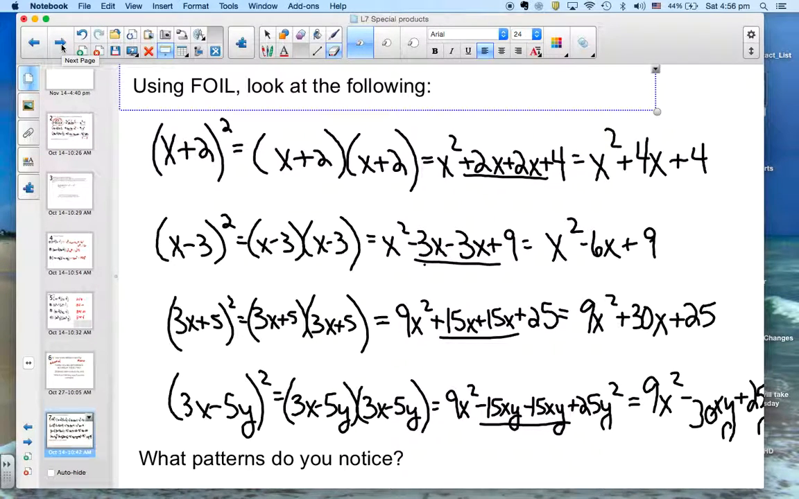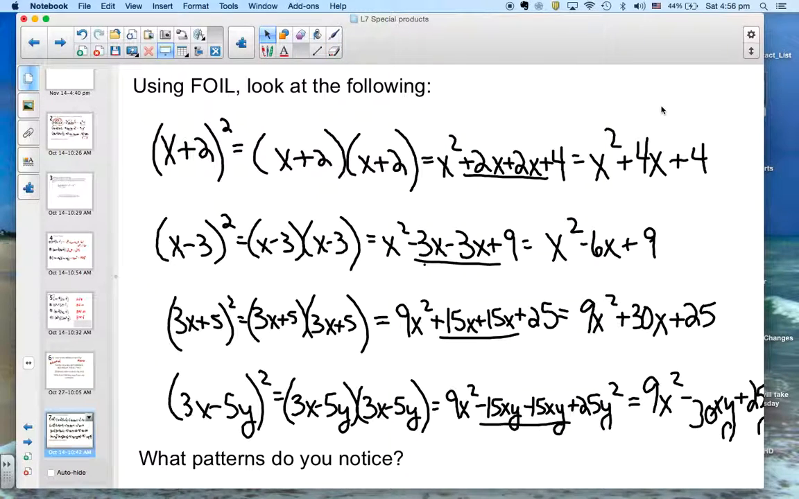All right, we're going to look at a new pattern now. Again, using FOIL, I want you to look at this pattern. You may want to stop the video so that you have time to really study it. Find as many patterns as you can. When you're ready, continue the video.